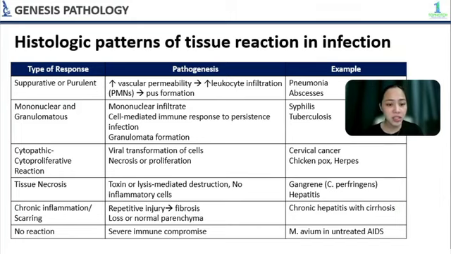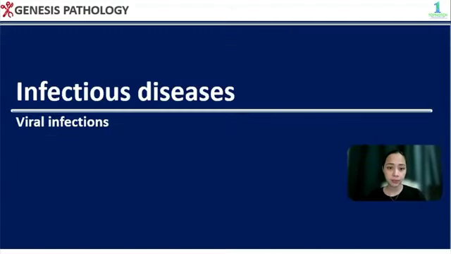Clostridium perfringens and other organisms like Corynebacterium diphtheriae that secrete powerful toxins cause a pattern of tissue necrosis because this is the dominant pattern seen in this type of infection. Chronic inflammation and scarring is exemplified by hepatitis infection, which leads to scarring and cirrhosis of the liver. Meron din tayong no reaction, which is seen among individuals who are immunocompromised, okay, like in AIDS patients.